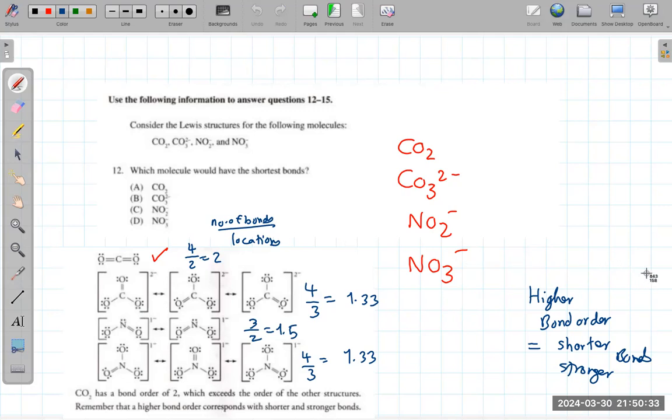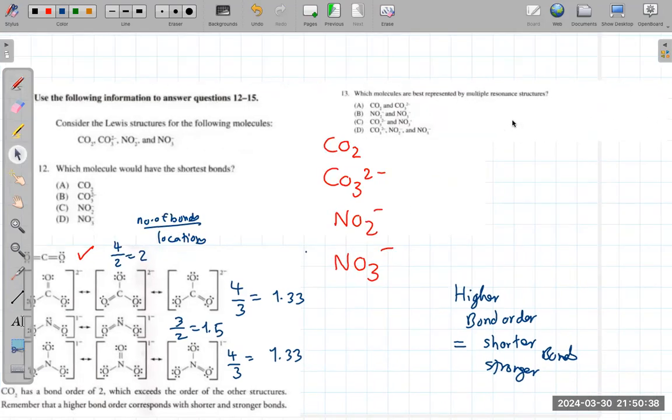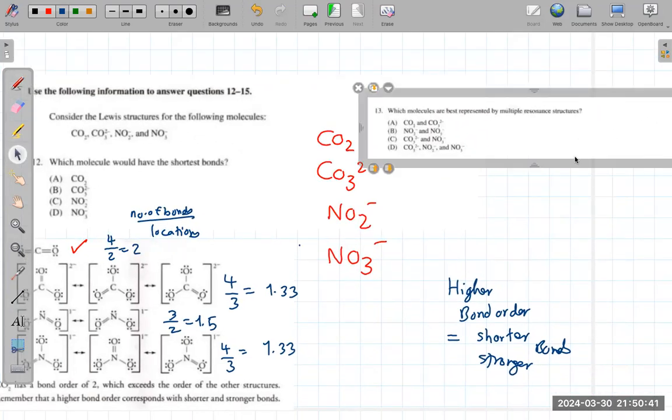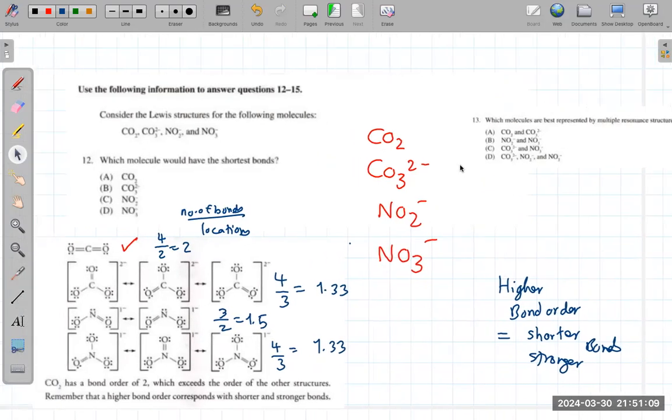Saying which molecules are best represented by multiple resonance structures. What's the meaning of best represented by multiple resonance structures? I have CO2 and CO3 2 minus. No, CO2 doesn't have it. CO3 2 minus and NO3 minus. Okay, the three of them have resonance, and only the carbonate does not.